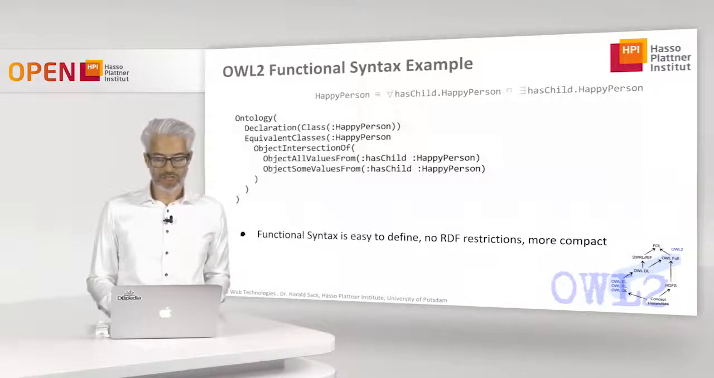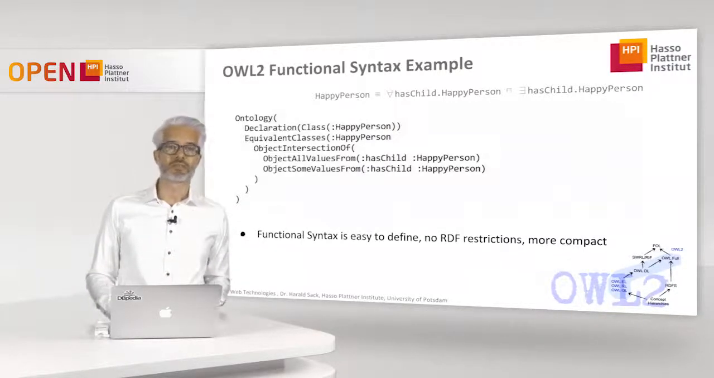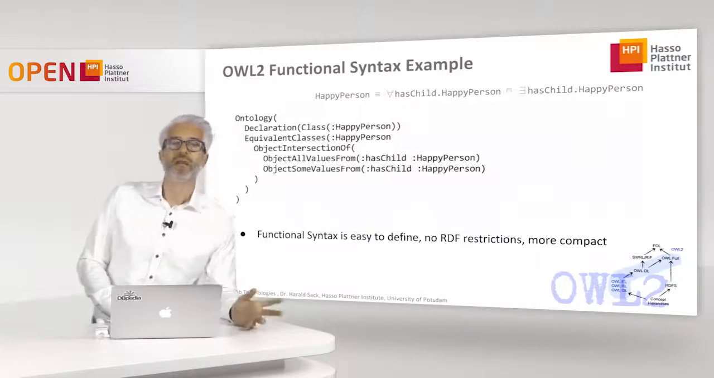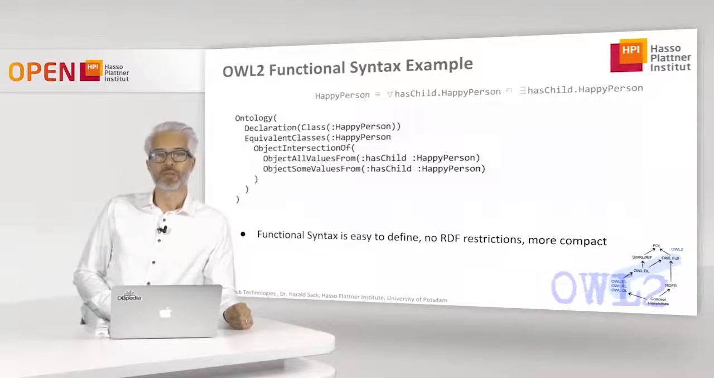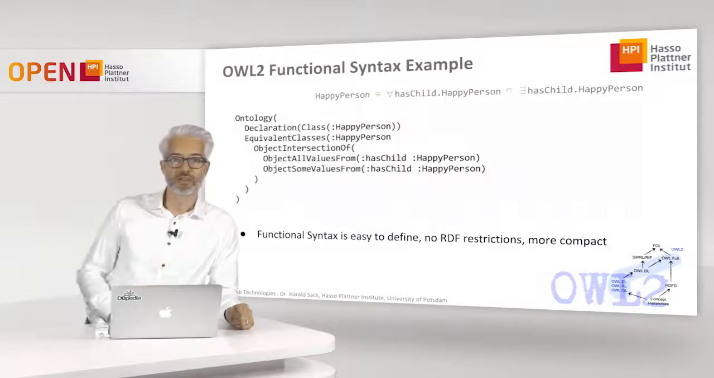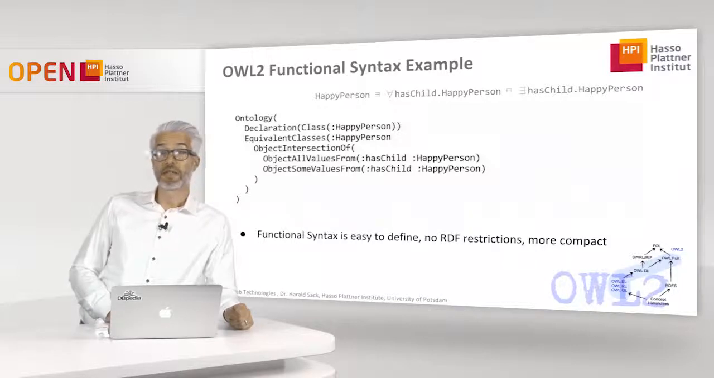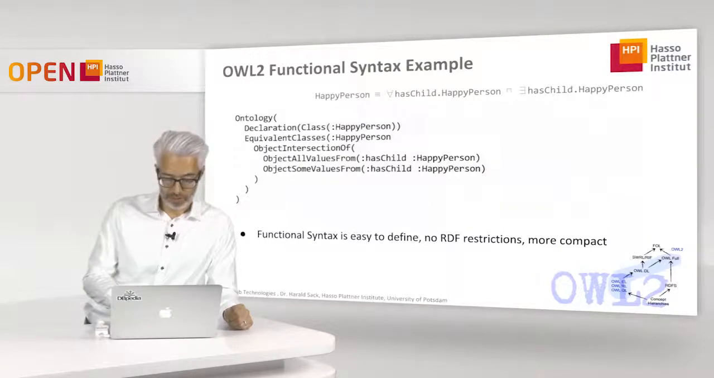So a conjunctive constructor, and the first one is the strict binding. This is the keyword object all values from applied on the property has child, and the range restricted to happy persons. And the same then for the existential quantification, the loose binding. This is object some values from has child and happy person. So this would be the functional syntax. It's easy to define. There are no RDF restrictions given in there, and it's more compact, but we won't use it. So you have seen it, you can forget it.